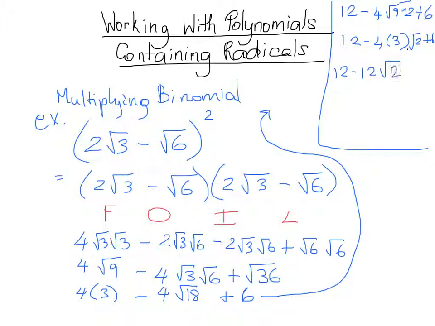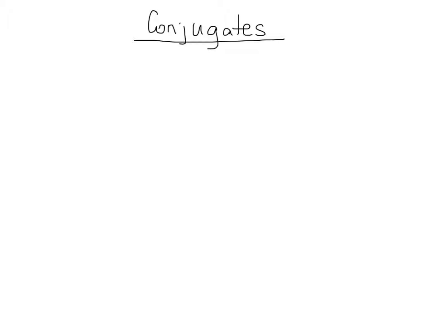How did I get that 12 root 2? Remember, the 4 and the 3 give us 12 when we multiply them. Plus 6. Now we have like terms here and here, so we get 18 when we add the 12 and the 6, minus 12 root 2.